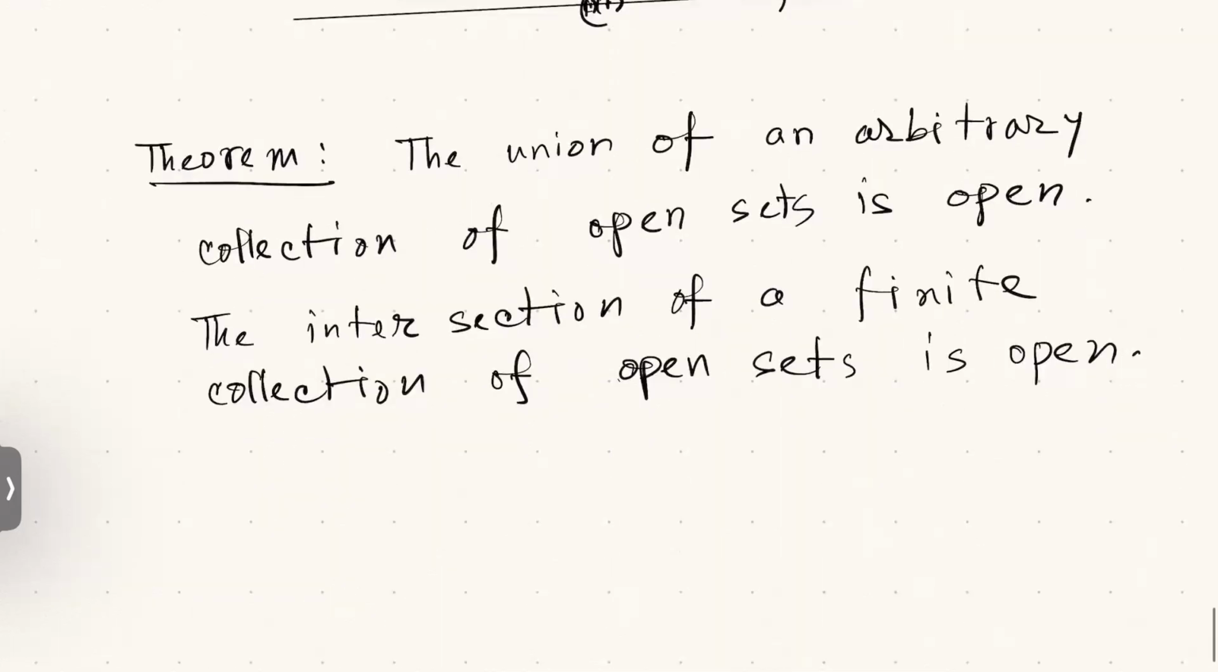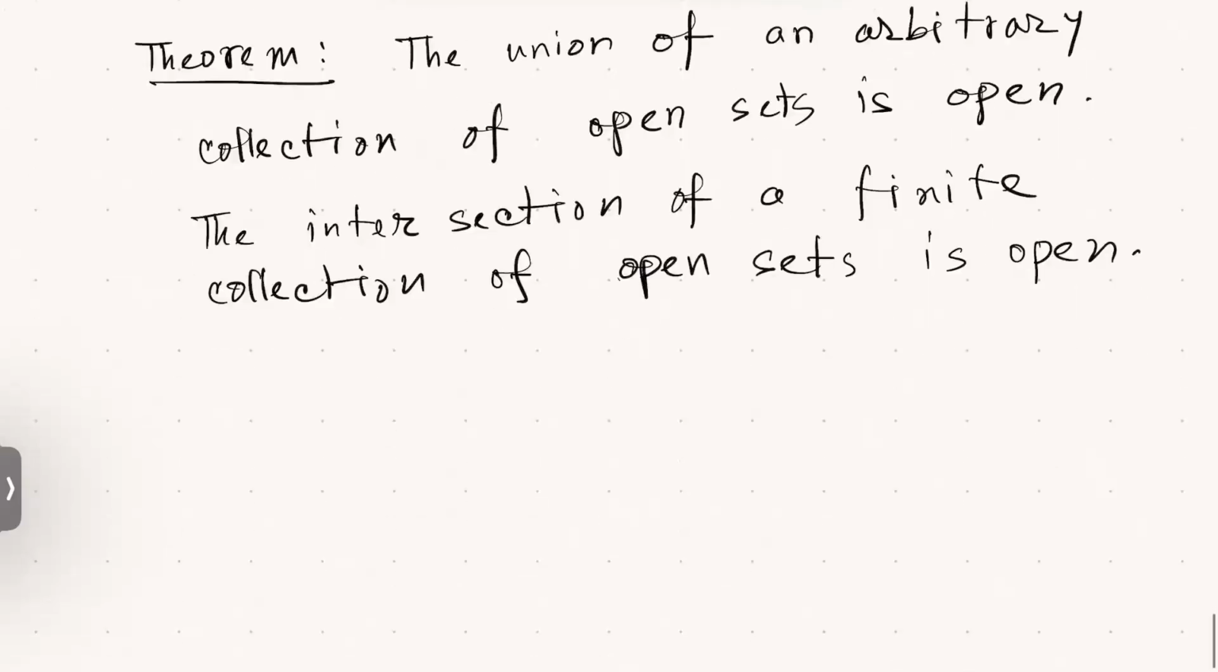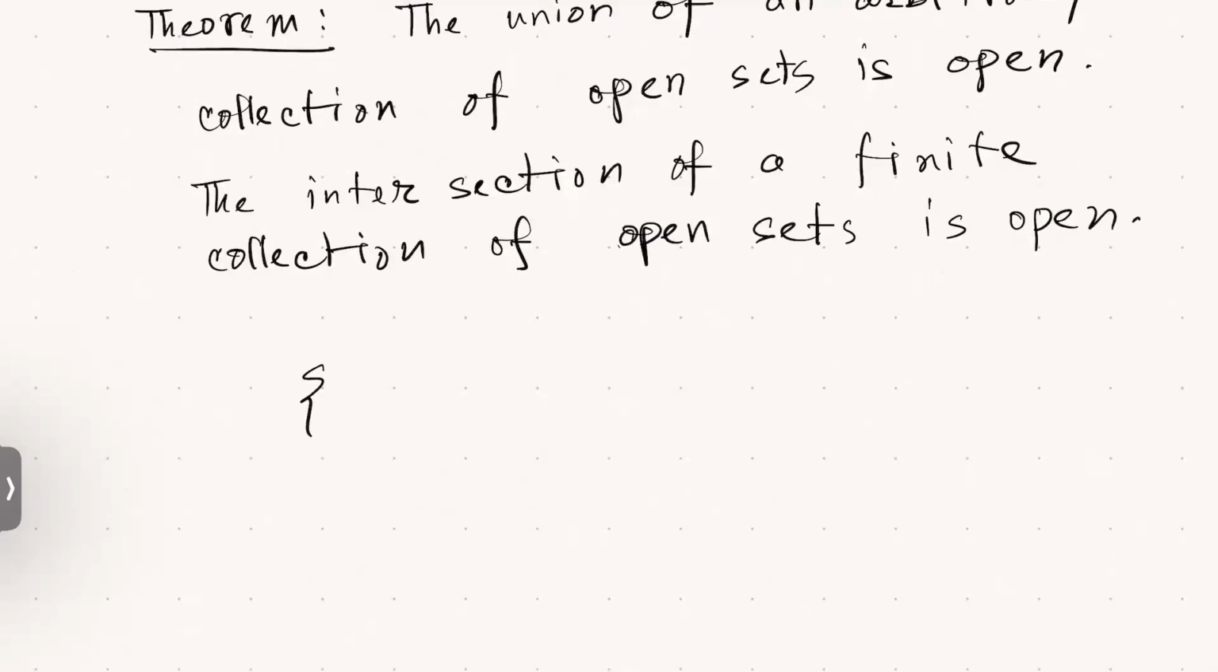Okay, so the theorem says the union of an arbitrary collection of open sets is open, and the intersection of a finite collection of open sets is open. So let us consider collections of intervals. Say (0, 1), (1, 2), and let's say (10, 11).